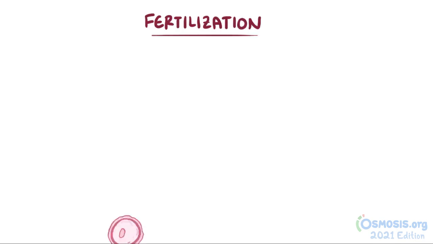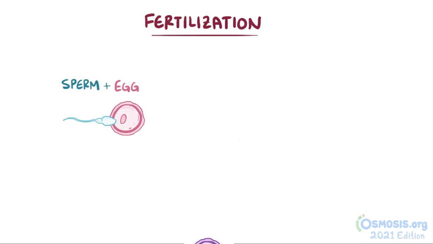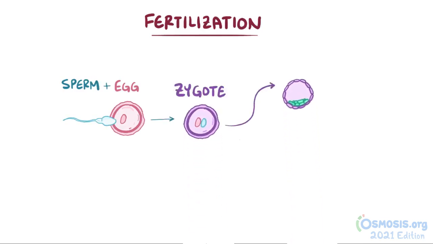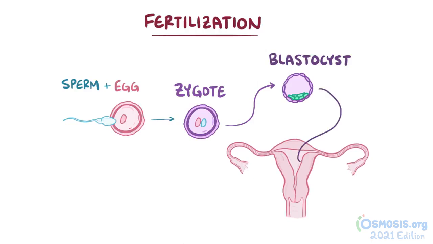During fertilization, the sperm and egg fuse to form a diploid cell called a zygote. The zygote cells divide, forming a new multicellular cluster called a blastocyst, which travels to the uterus where it implants itself on the surface of the uterine wall.